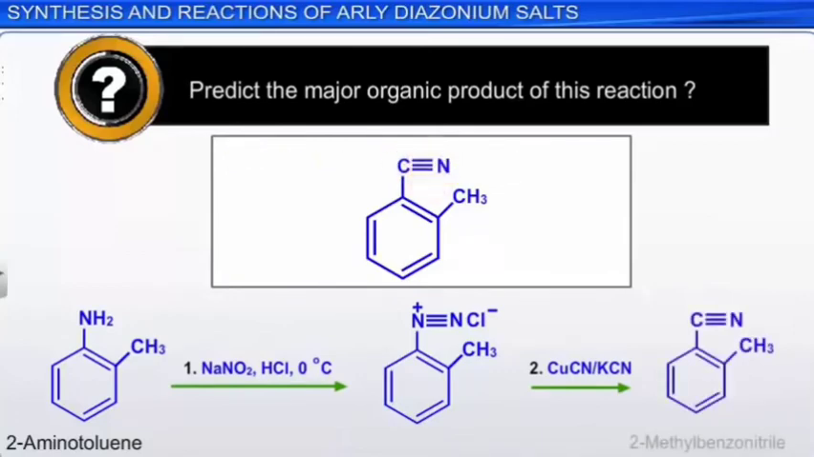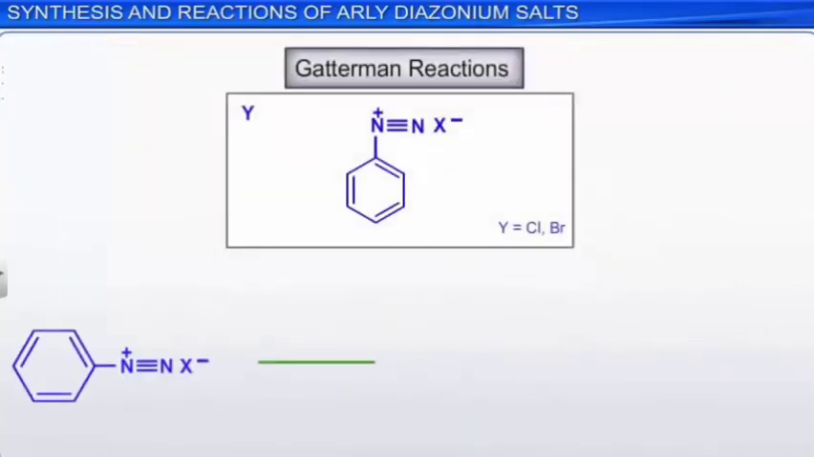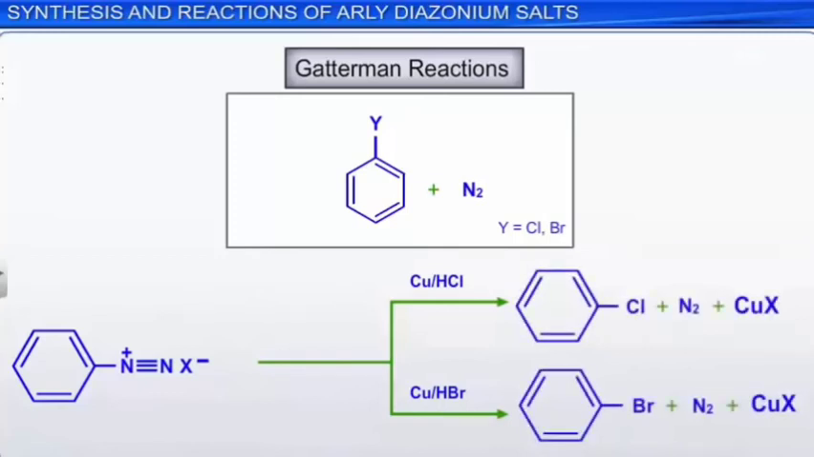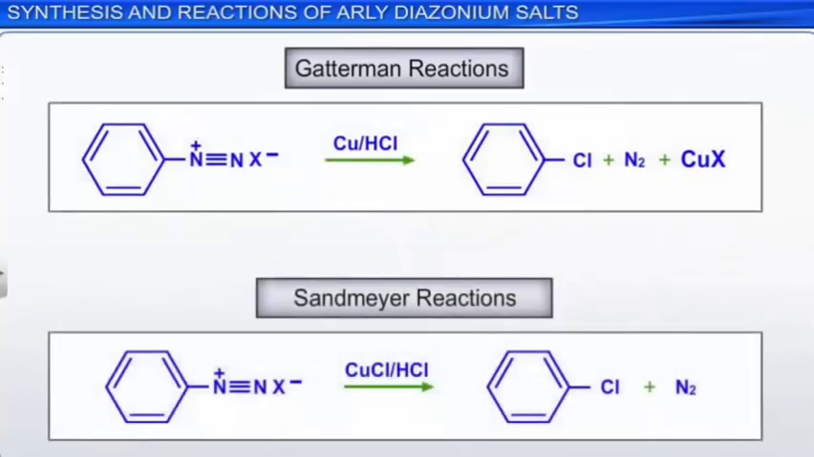In the Gattermann reactions, the diazonium group is replaced by a chlorine or bromine group. To carry out these transformations, the diazonium salt solution is treated with the appropriate halo acid in the presence of copper powder. In general, yields for the Gattermann reactions are lower than for the analogous Sandmeyer reactions.